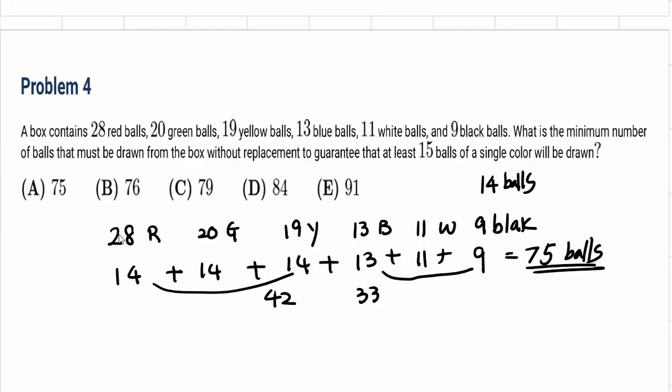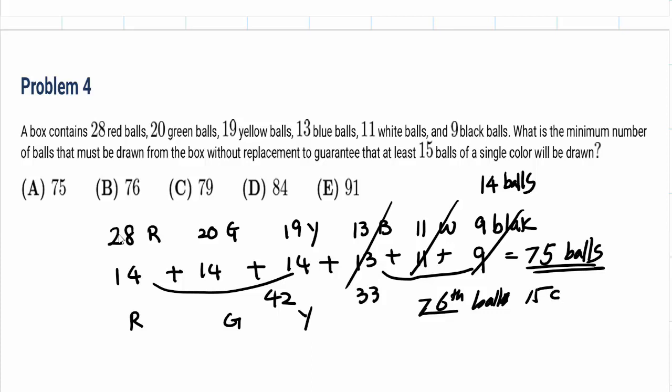So the next ball will guarantee, right? Because this ball is out, this ball is out. The next one, this black is out. The next one will be what? It can be red, green, or yellow. Okay, so 76 balls. 76 balls will guarantee there are 15 same color. Okay, you can solve this way.